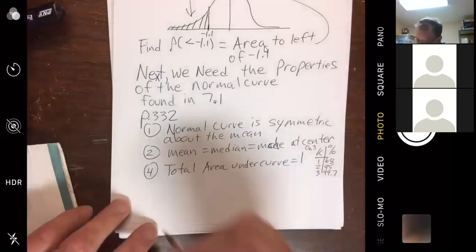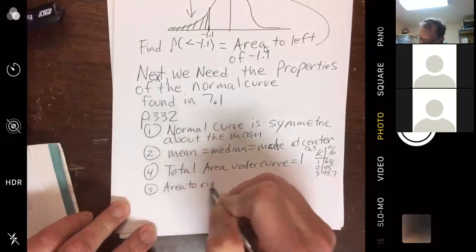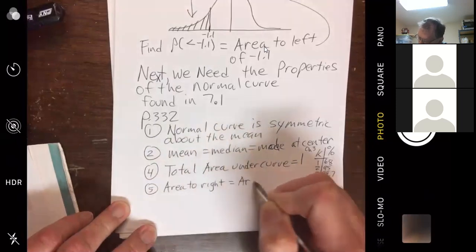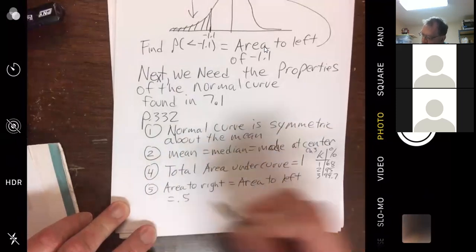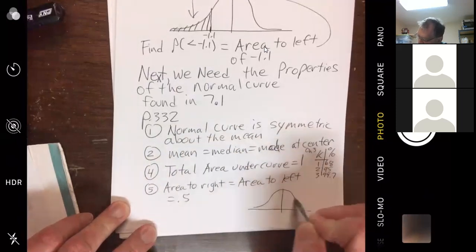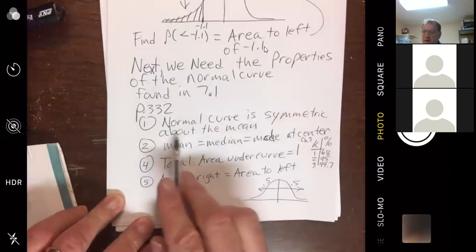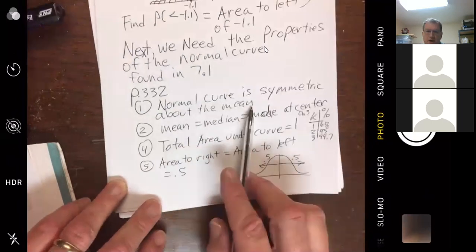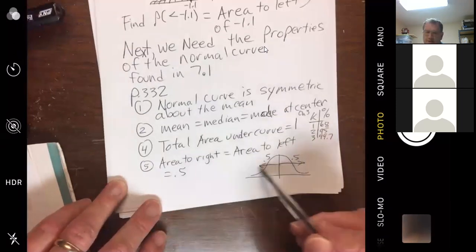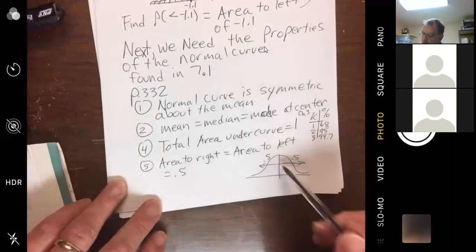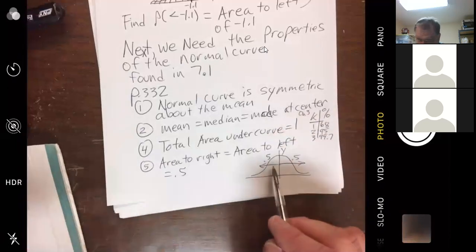So number 5 is very important. Area to the right equals area to the left equals 0.5. I'll redraw it. 0.5, 0.5. See, that's a consequence of property 1. The curve is symmetric. And if the total area is 1, it's got to split 0.5 and 0.5 about the y-axis. We're going to use this property a lot.